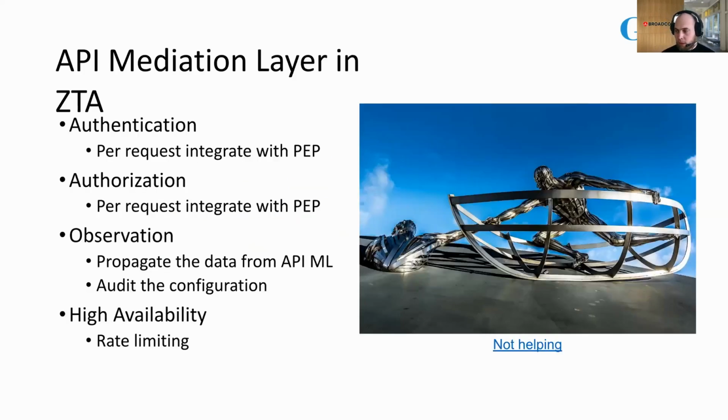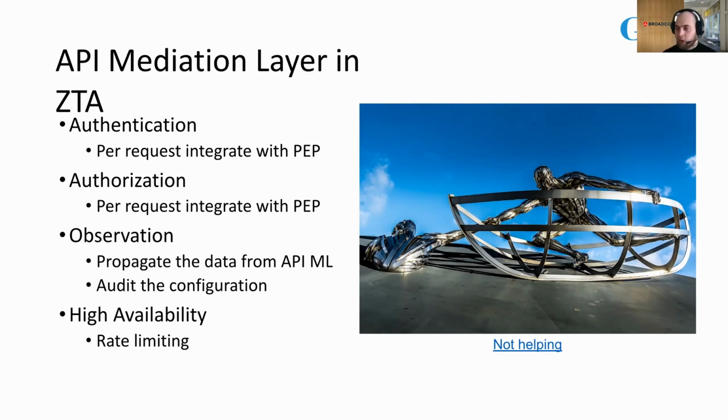So first, where does the API mediation layer fit in the Zero Trust architecture? There are 4 areas where there is some role for the API mediation layer. The first of them is authentication. The API mediation layer already handles authentication thanks to the fact that it supports the single sign-on for Zowe and potentially other services.